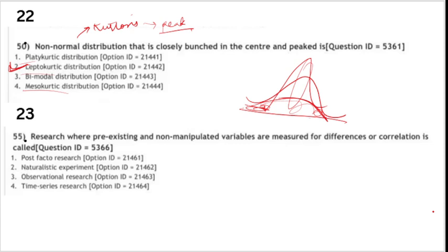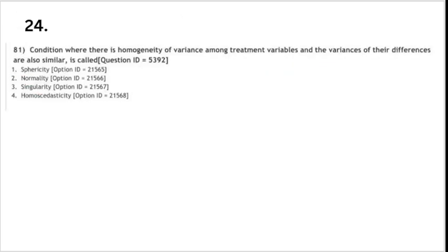Okay, it's very simple. Look, here the variables are pre-existing and they cannot be manipulated. Okay, and they are measured for differences or correlation. Now it cannot be naturalistic. It can be, but we are not observing it right now. It's already pre-existing. It is not observational research, and not time series. It is post facto research. The question was a little loopy, but then it's okay if we eliminate.